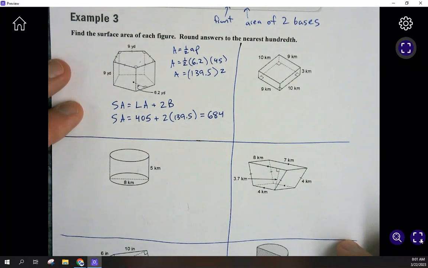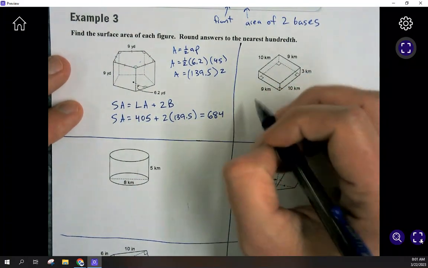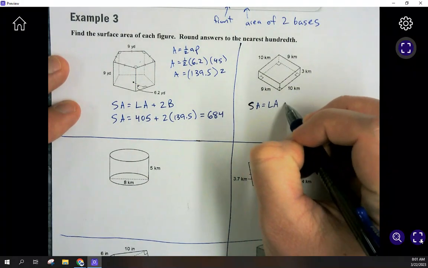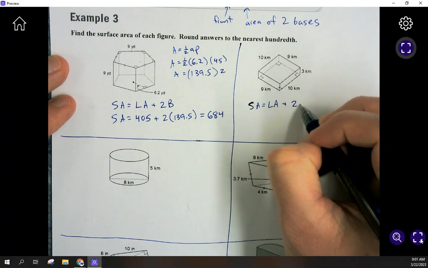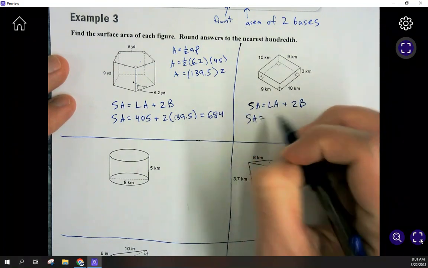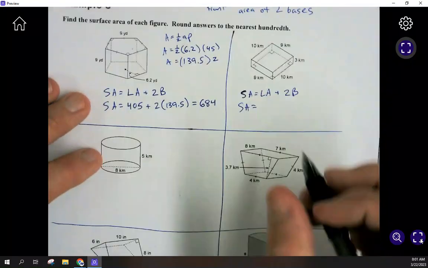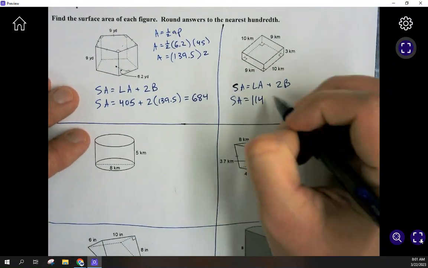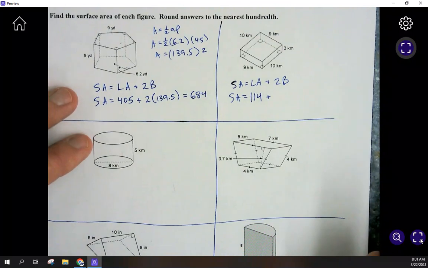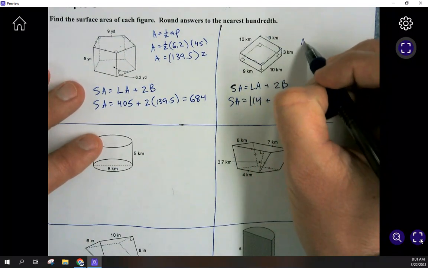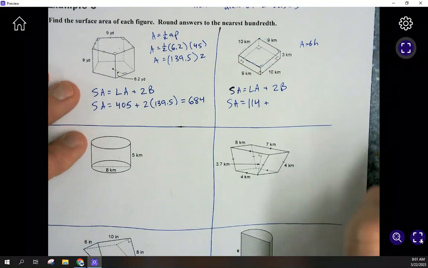Okay, right here. Surface area equals lateral area plus area of two bases. We'll steal the lateral area off the other side. We already calculated it. It's 114. Two bases. So we called the bases the top and the bottom. So that's nice and easy. Area is just base times height because they're rectangles.